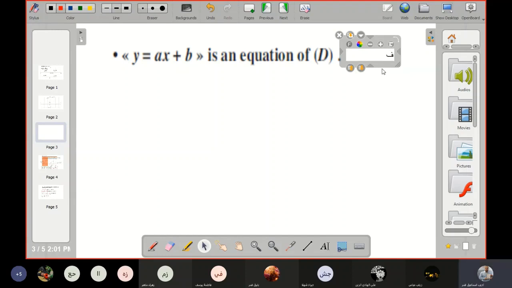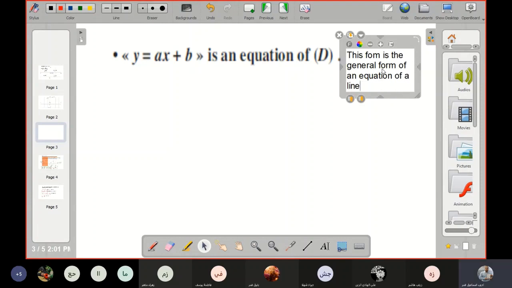This form is the general form of an equation of a line. This form that we see in front of us, y equal ax plus b, is the general form of an equation of a line.